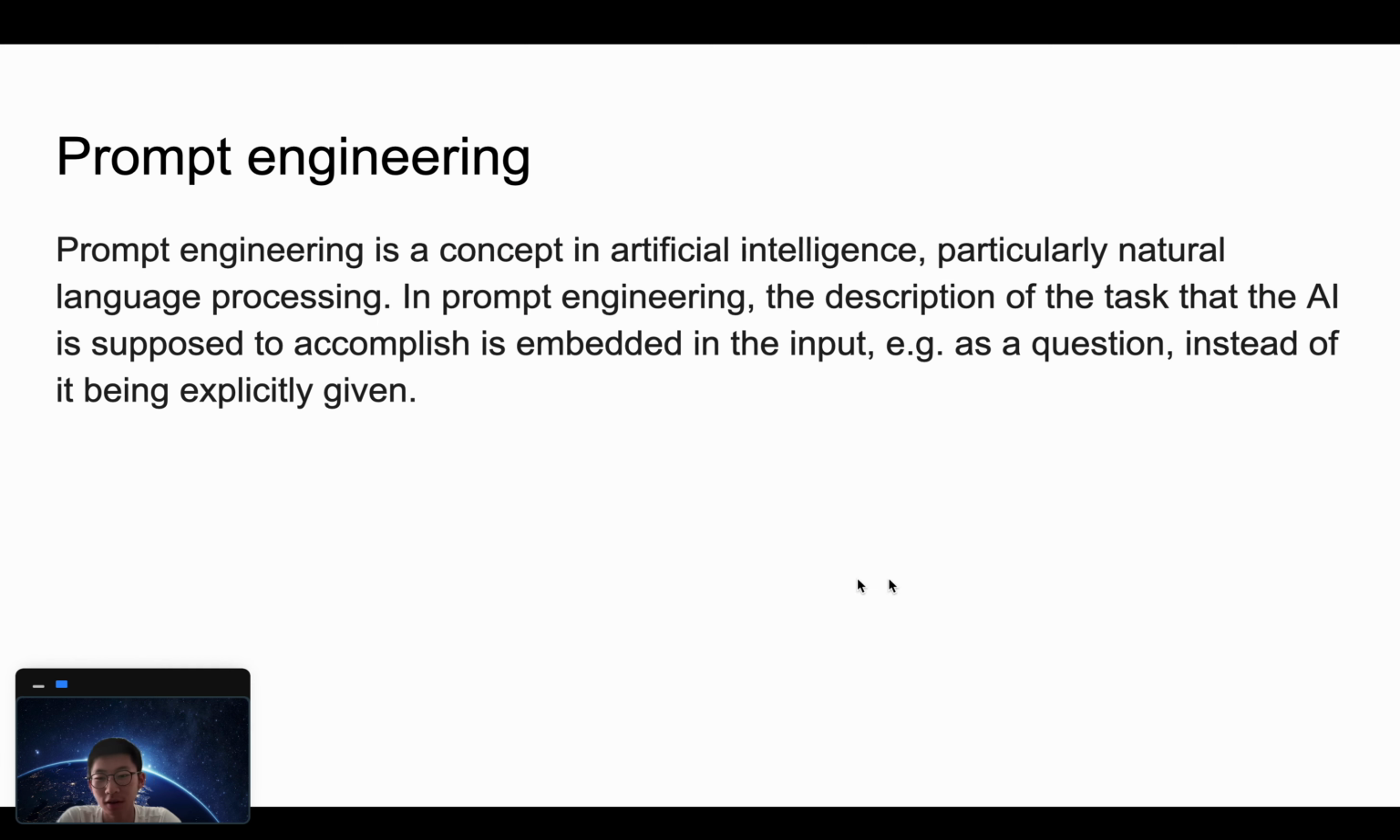So first off, let's talk a little bit about prompt engineering. Prompt engineering is basically like you just ask the AI to do something for you. It's very important for all AI and natural language programming stuff. In prompt engineering, the goal is that you give a very specific description of a task for the AI to accomplish, such as a question.